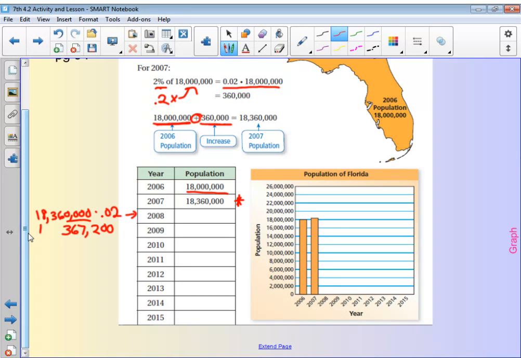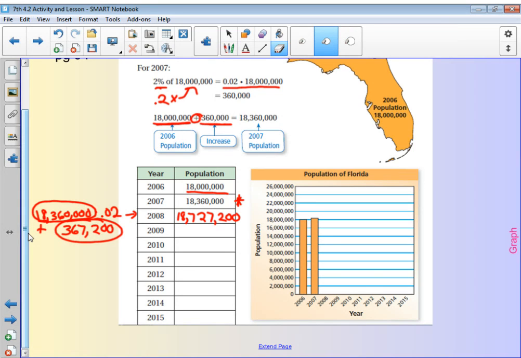Okay, so now we have to add these two together. So we're going to add this number, which was our population in 2007, plus our increase. When we add those two together, make sure that as you're punching it in on your calculator, you remember to get all of those zeros. When I do that, I get 18,727,200.